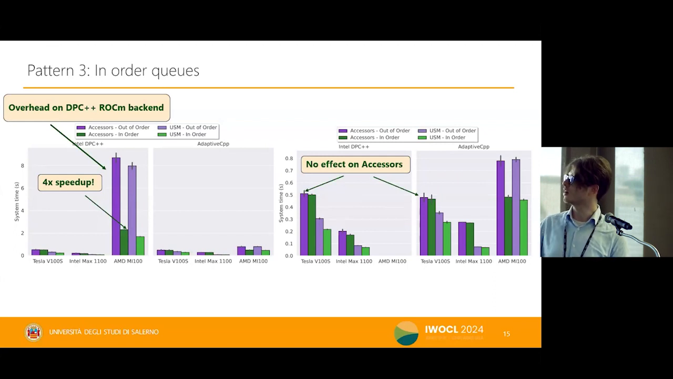Surprisingly enough, when you use accessors, where in theory the major improvement could be achieved, we have none or almost no improvement. So that implementation doesn't really exploit or apply additional optimization when using in-order queues in this case.